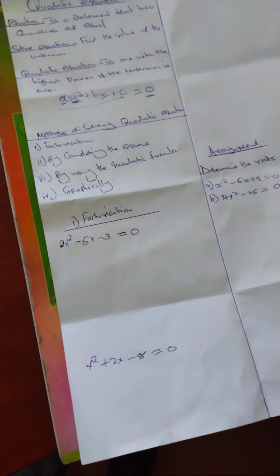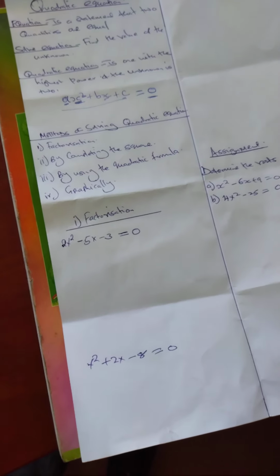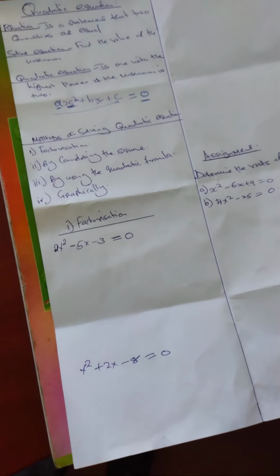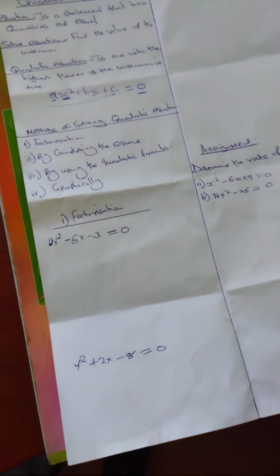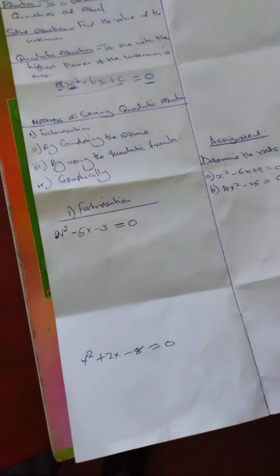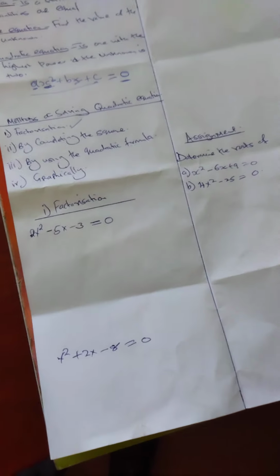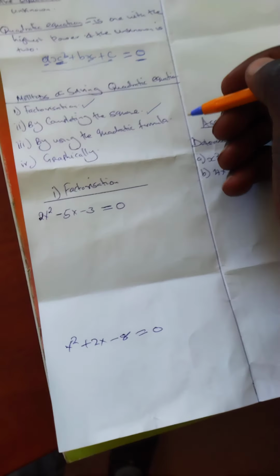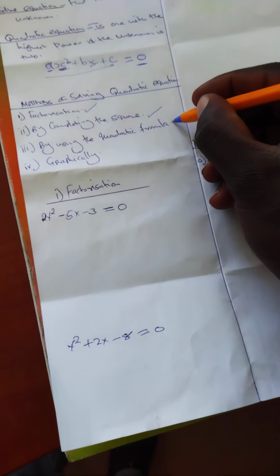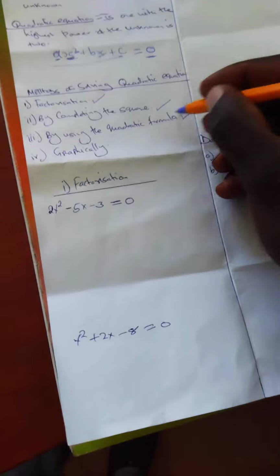And to find the value of x, there are several methods of finding it. Methods of solving a quadratic equation: the first one is the factorization method, the second one is the completing the square method, and the third one is the quadratic formula, and the graphical method.